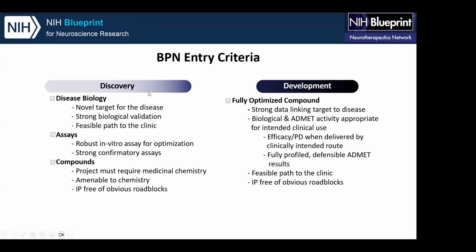Entry criteria, as I mentioned, disease biology: you need a novel target, strong biological validation, and a feasible path to the clinic. So looking at the programmatic, your target product profile, if we get a drug like you say that profile looks like, is it going to be something that the clinicians will want? So talking to a clinician is not a bad idea up front to help develop a target product profile, understanding what's important, what's not.